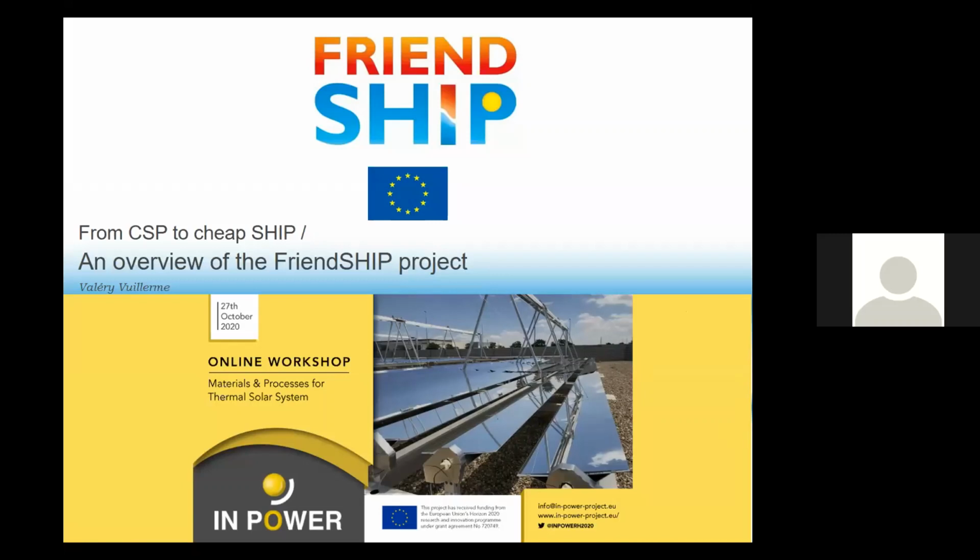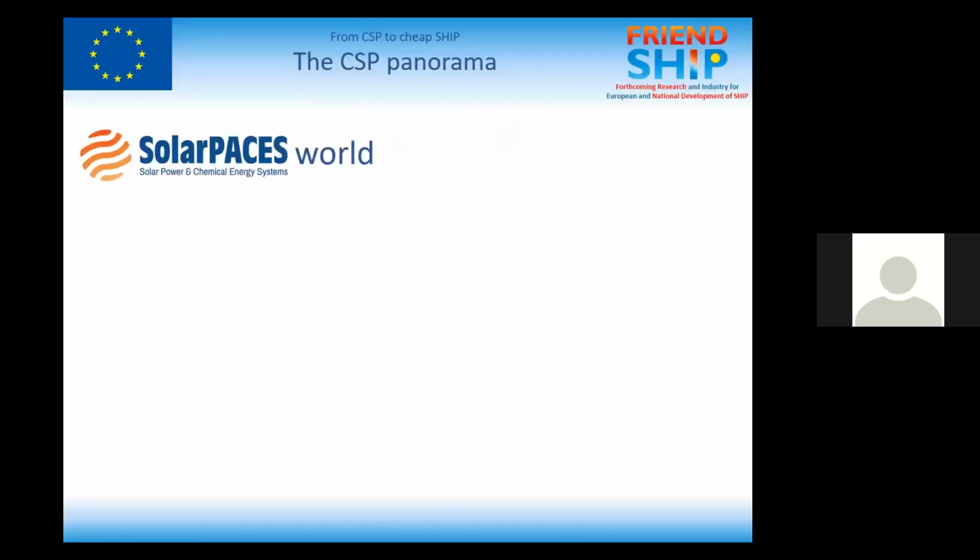Today I will start the workshop with a step aside from CSP, as I will talk about SHIP, and I will give you an overview of the FriendSHIP project that is not focused on materials and processes. But let's see what it is. I will start first with some thoughts about the differences between CSP and SHIP. If you look at the CSP panorama now, you are somehow entering the solar basis world. That's how I see it.